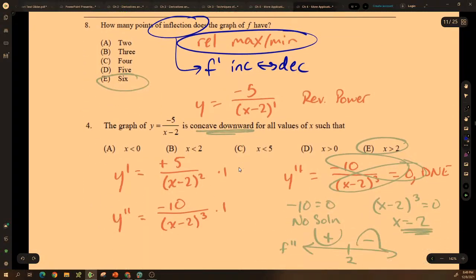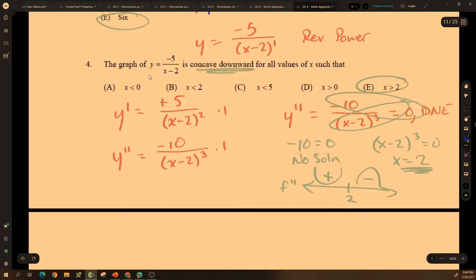And finally, I think this is the last multiple choice. Yeah, last multiple choice. The graph of y equals negative 5 over x minus 2 is concave down for all values such that, so concave down is that same thing we said before, y double prime, set it equal to 0, make a number line. Where do we see negatives?